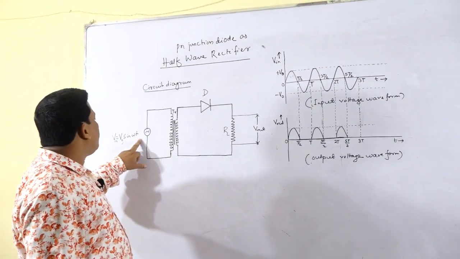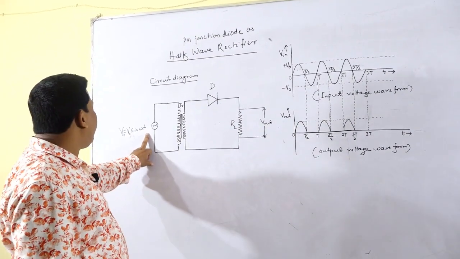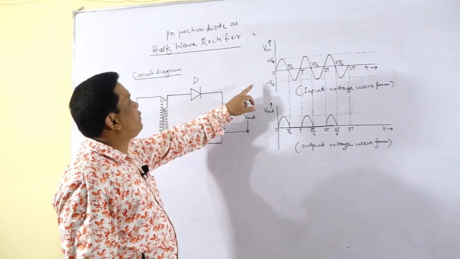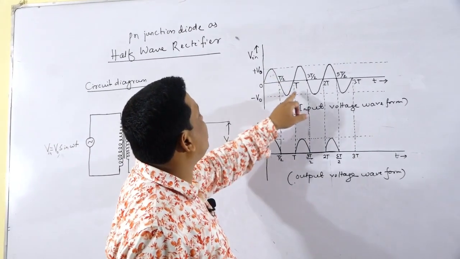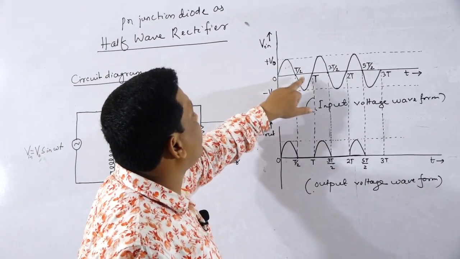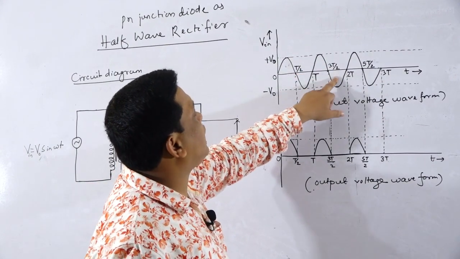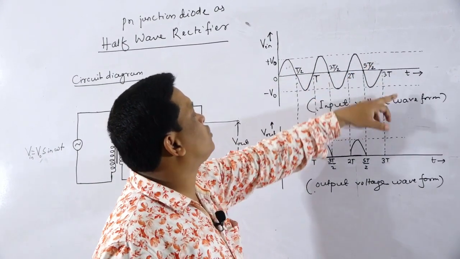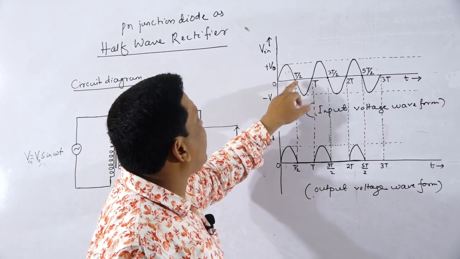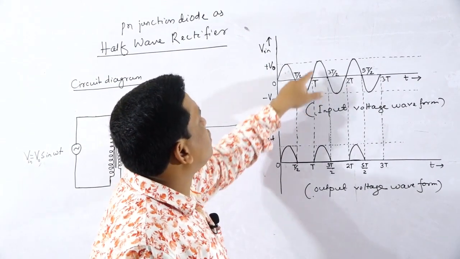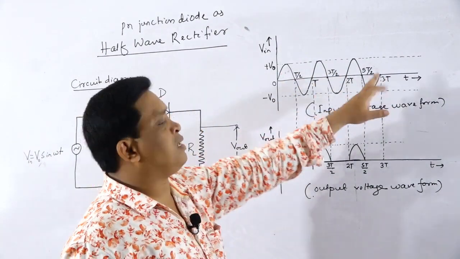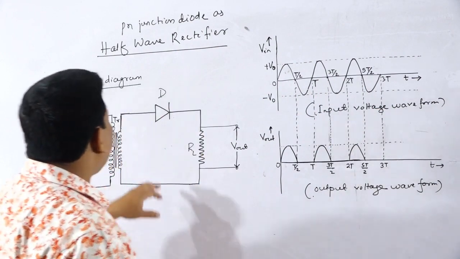Here the input voltage is a sinusoidal voltage which is represented in the graph like this. This is the positive half cycle, negative half cycle, positive half cycle, negative half cycle. So this continues. After half the time period, the direction of the voltage changes. So this is an alternating voltage. Now look at the output.